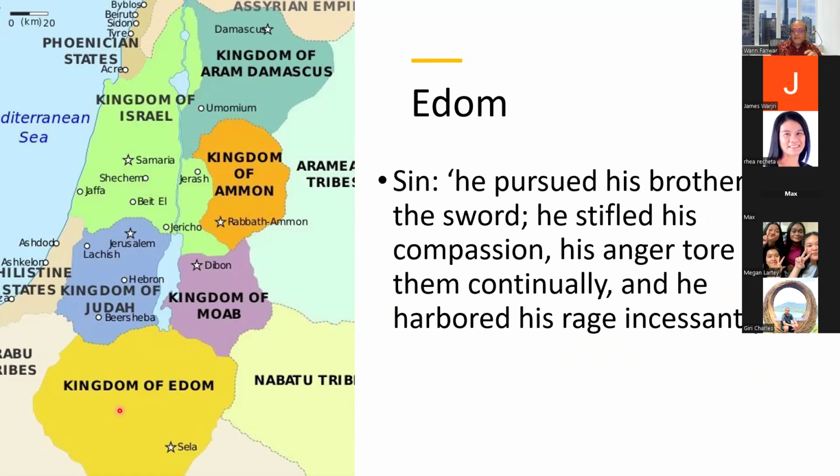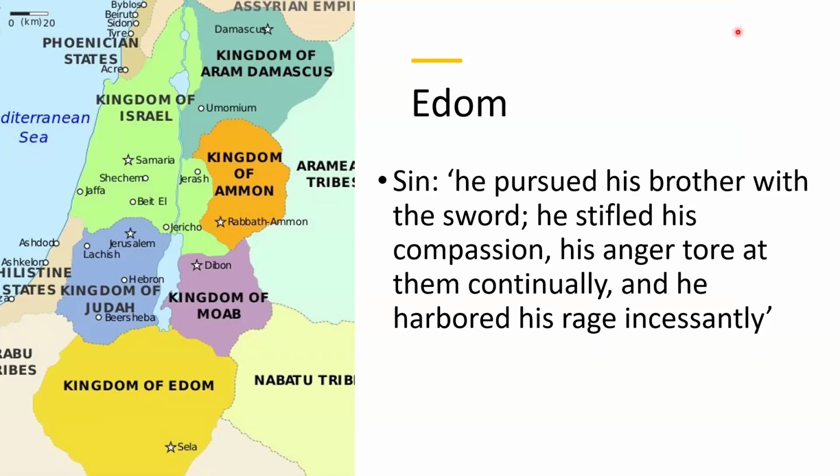With Edom, because of the greater degree of what they did that God found repulsive, we have a longer listing. In fact, four items. Pursued his brothers with the sword. Okay, so those people who were trying to run away from Nebuchadnezzar towards Egypt, they fell prey to the Edomites. He stifled his compassion. Okay, so they were brothers, they were cousin nations, but that didn't matter, just like it doesn't today. His anger tore at them continually, so they were always jealous of Israel, always trying to make trouble, and he harbored his rage incessantly.